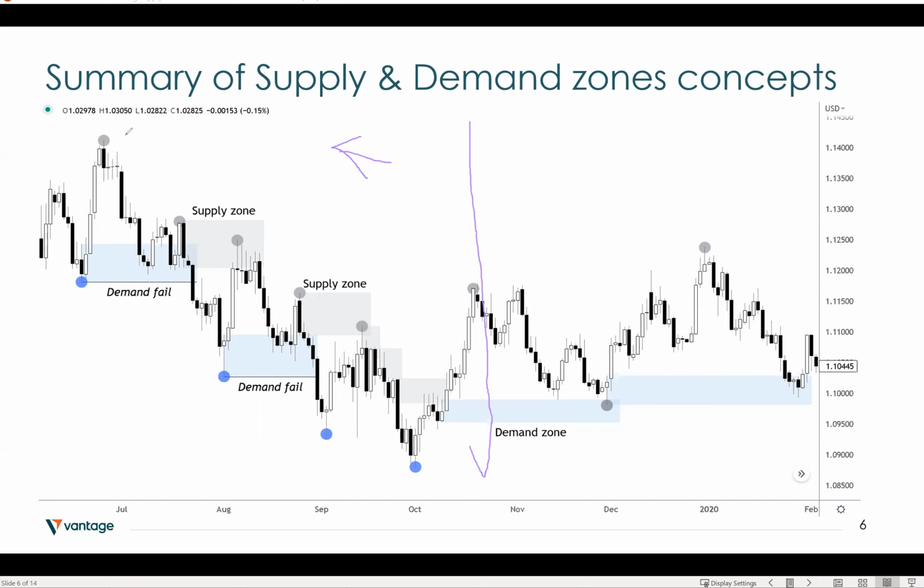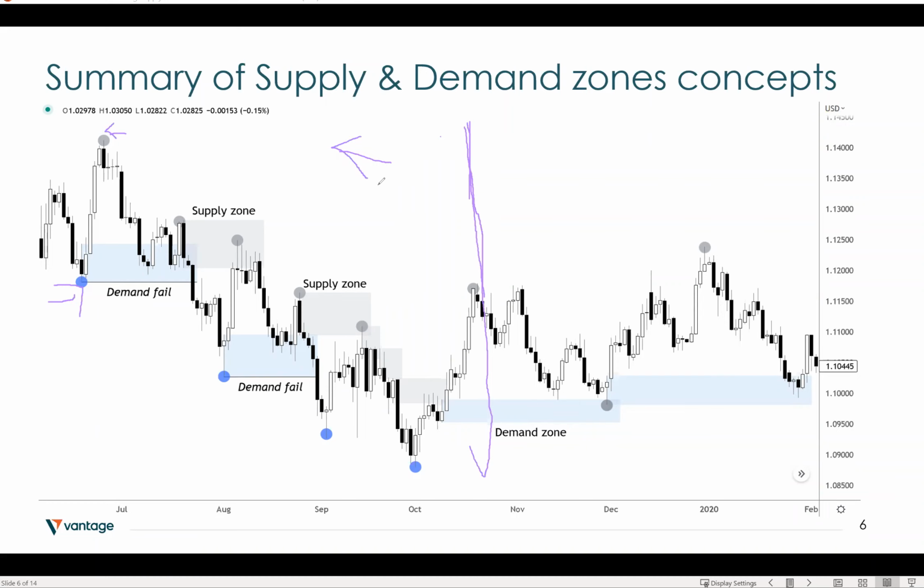In this example, I've marked out the highs and lows here. The highs are marked out in the gray dots that we have, and the lows are marked out in the blue dots. You can see that each subsequent gray dot is lower, and each subsequent blue dot is lower as well. Prices are forming lower lows and lower highs. So at least to the left of this purple line that I have drawn, prices are in a bearish market structure because of the lower lows and lower highs being formed.